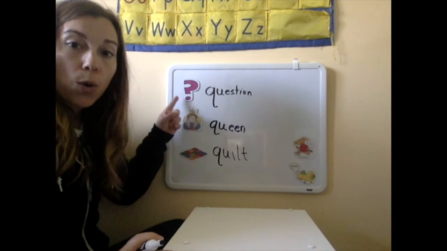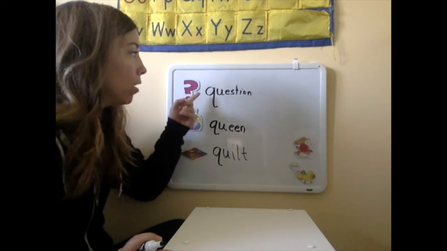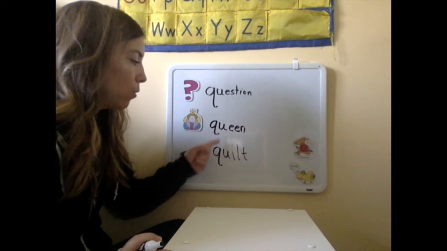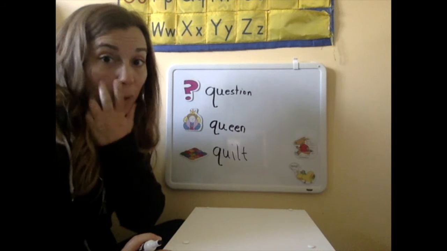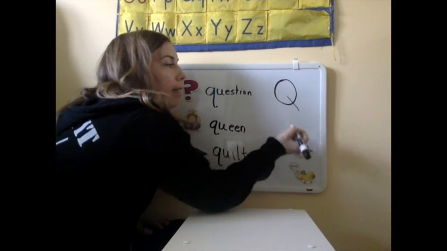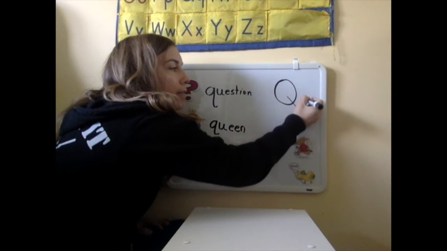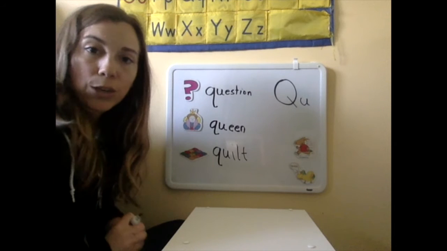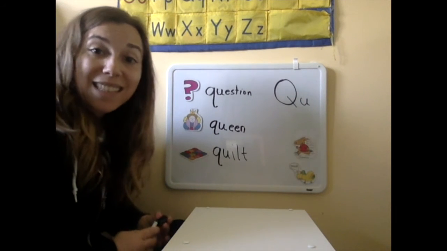Question, queen, and quilt all start with Q-U. And quick and quack also start with Q-U. So here we have a capital Q and his best friend, lowercase q. That's the letter Q.